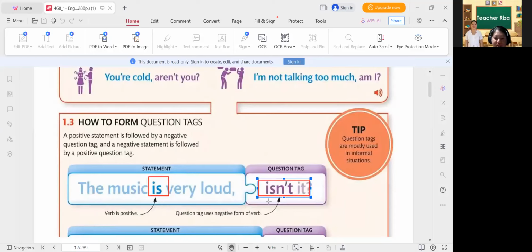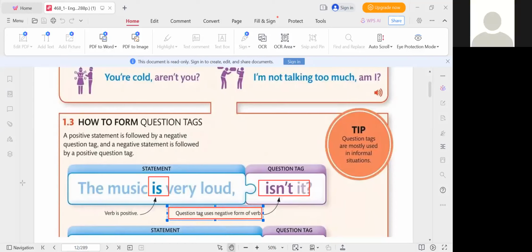So, isn't is the negative form of the verb. Okay, this one: the question tag uses the negative form of the verb. Okay, understand?